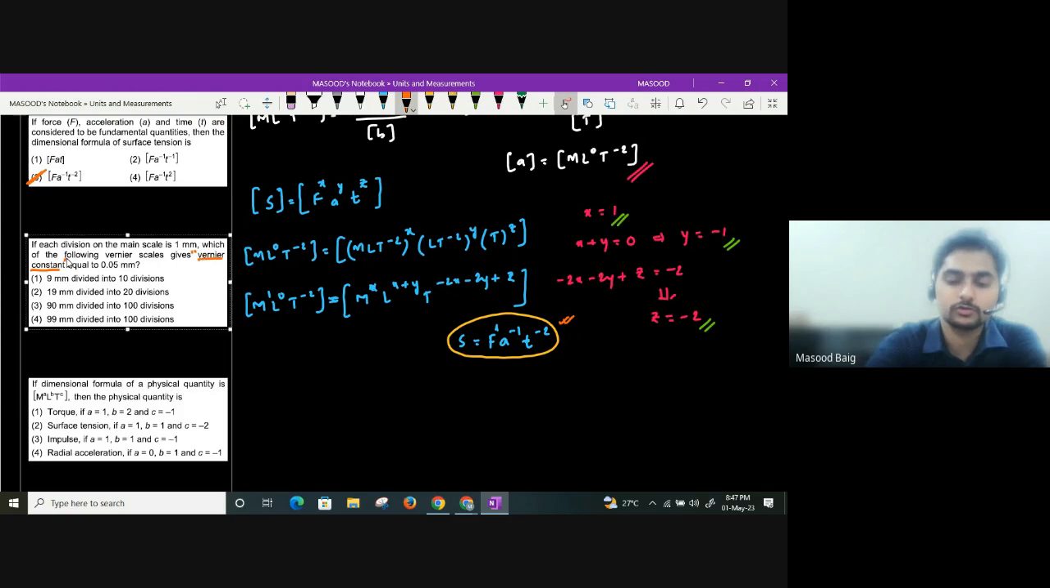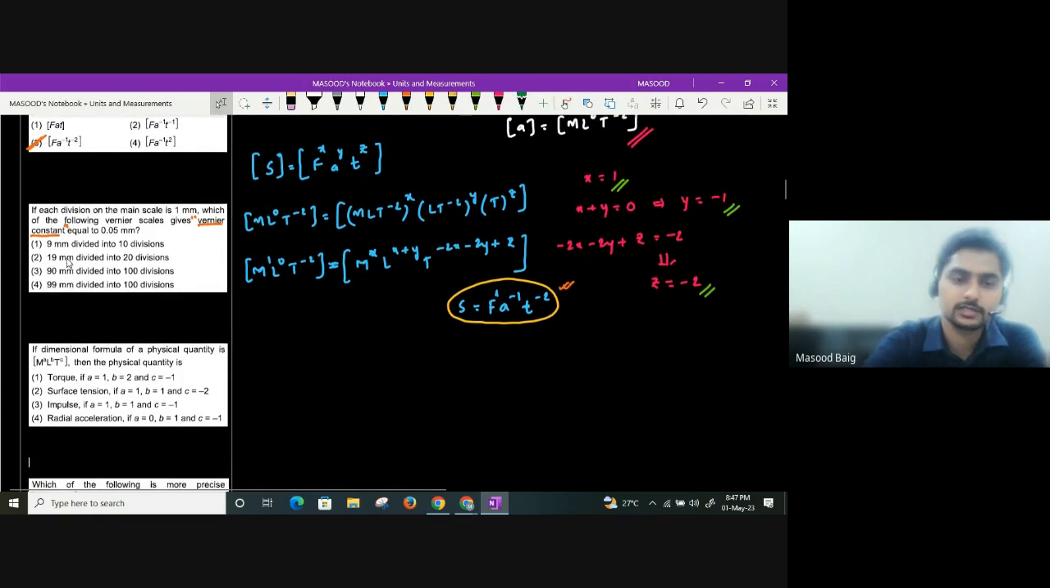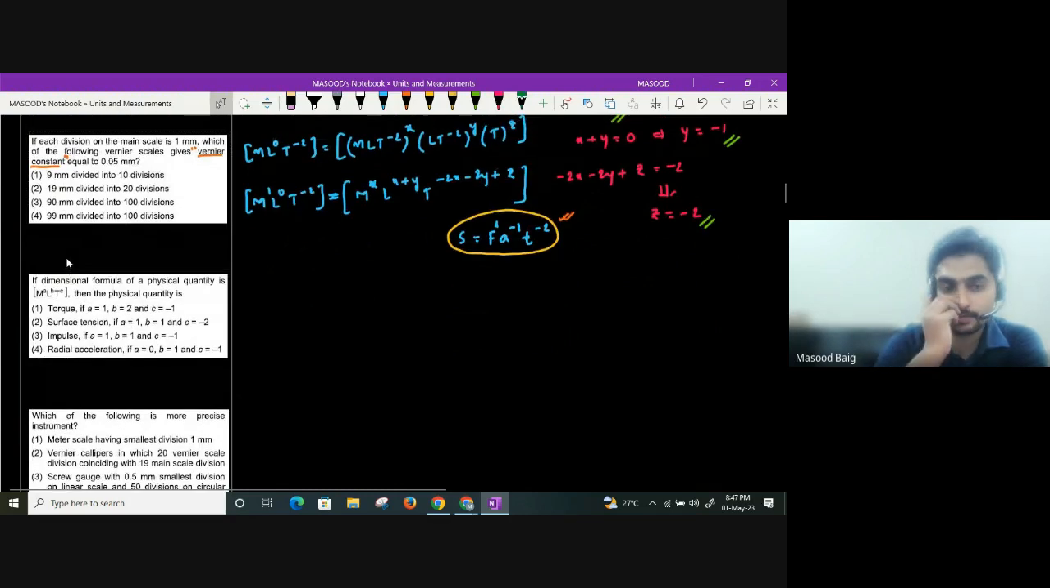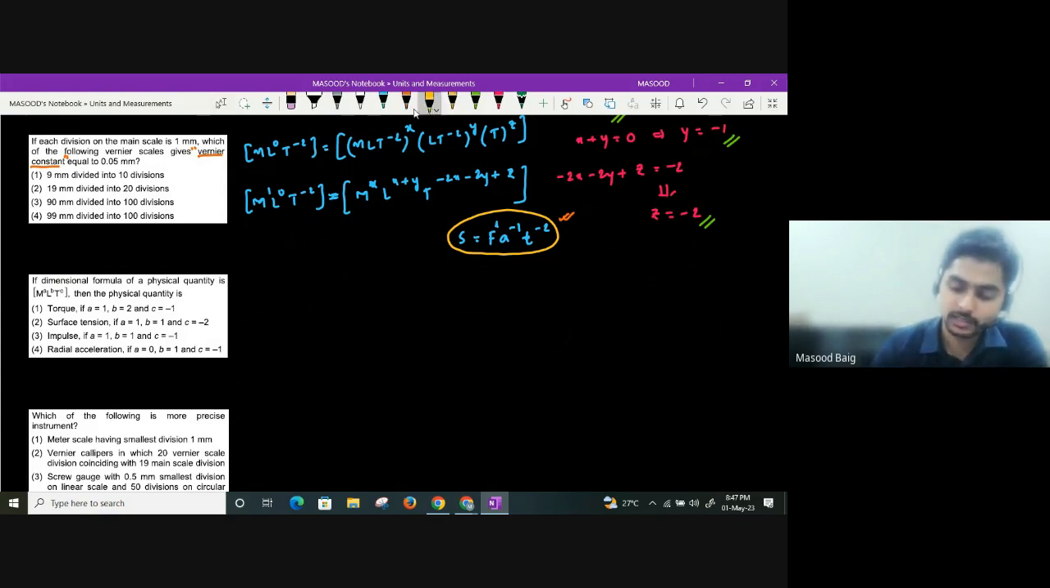So what will you do? Very simple logic to find such types of questions, guys. I'll just tell you here. Take the first case, 9 mm divided into 10 divisions. So what will be each division on the vernier scale? One division on the vernier scale will be 0.9 mm. Yes or no?